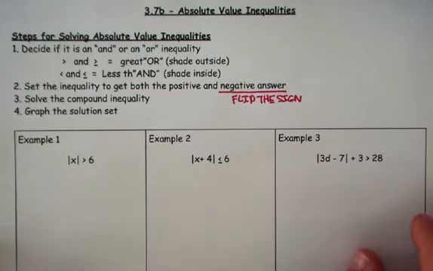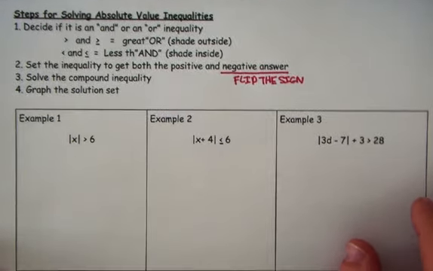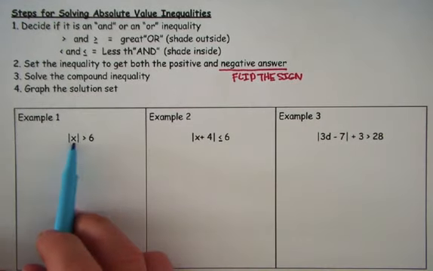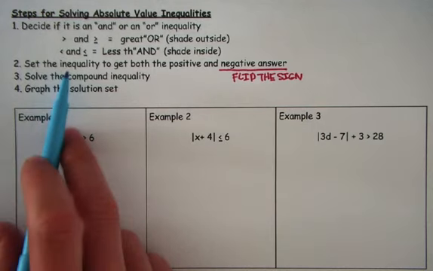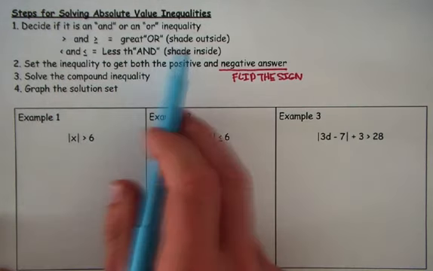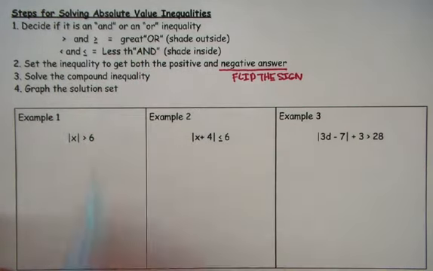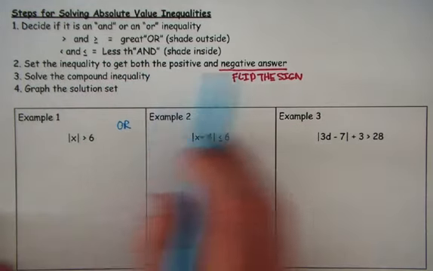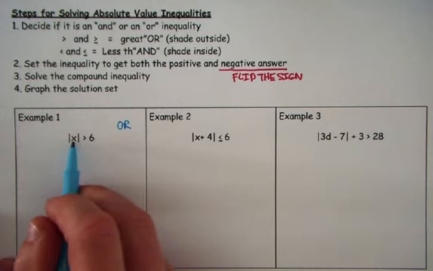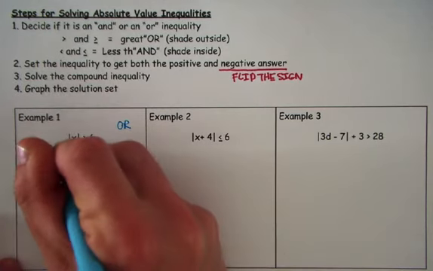So let's look at some examples because I think it's gonna be easier to explain all of this using some examples. So we have the absolute value of x is greater than 6. Okay? So you're going to decide if it's an and or an or. So it's greater than, so this is going to be an or. I'm just going to write this up here so we know it. Right? So set the inequality to get both the positive and negative answer. So first the positive answer. X greater than 6. That's going to be the first thing we're going to do over here.